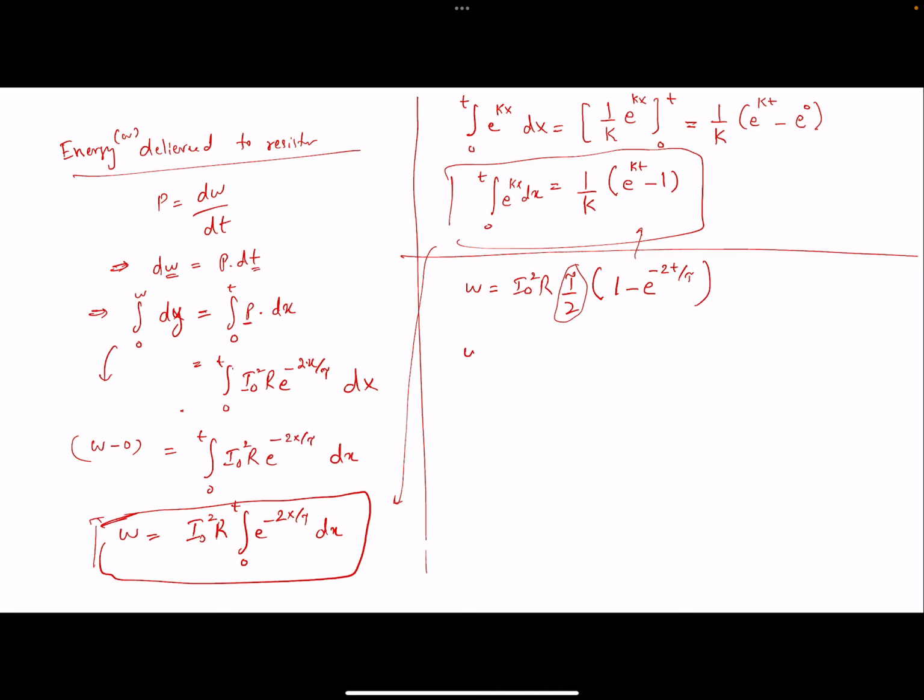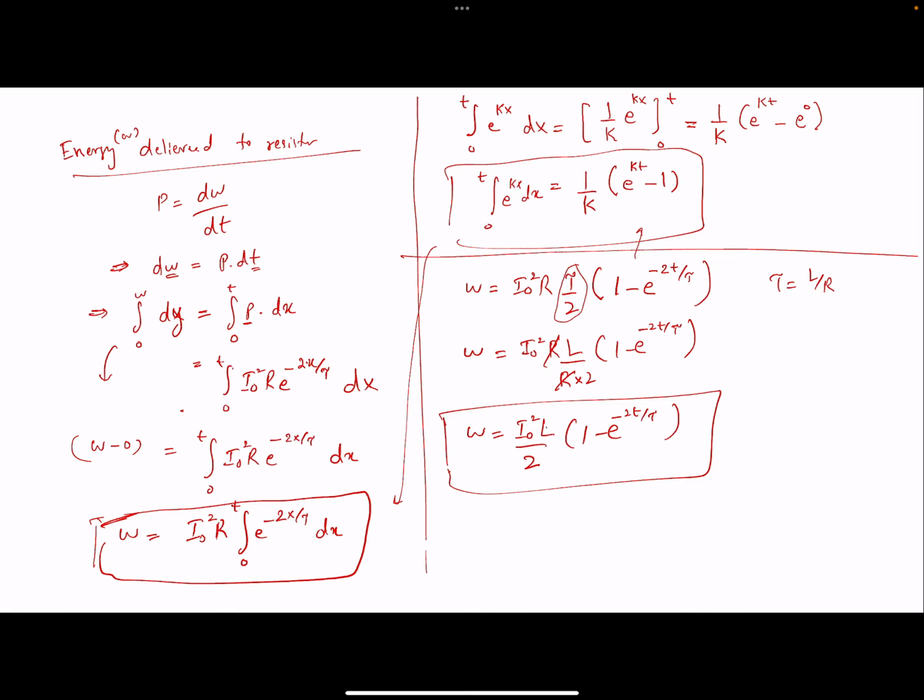Okay, so I can replace tau equals L over R. Again, I naught squared R times L over 2R, times 1 minus e raised to the power minus 2t over tau. The R's cancel, so you get W equals I naught squared L over 2, times 1 minus e raised to the power minus 2t over tau. So this is the expression for the energy, and this is the energy that is delivered to the resistor, and it only makes sense for t equal to 0 positive. Okay, so this is the end of this derivation as well.